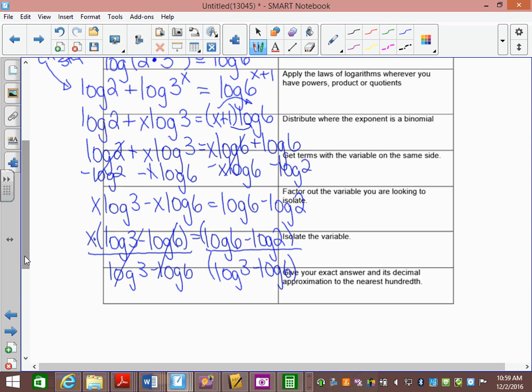So you're going to get log 6 minus log 2, divided by log 3 minus log 6. X equals negative 1.58.